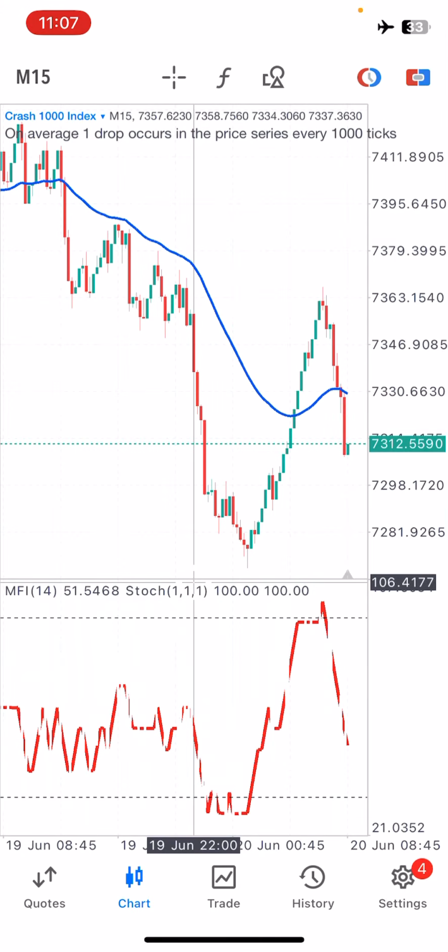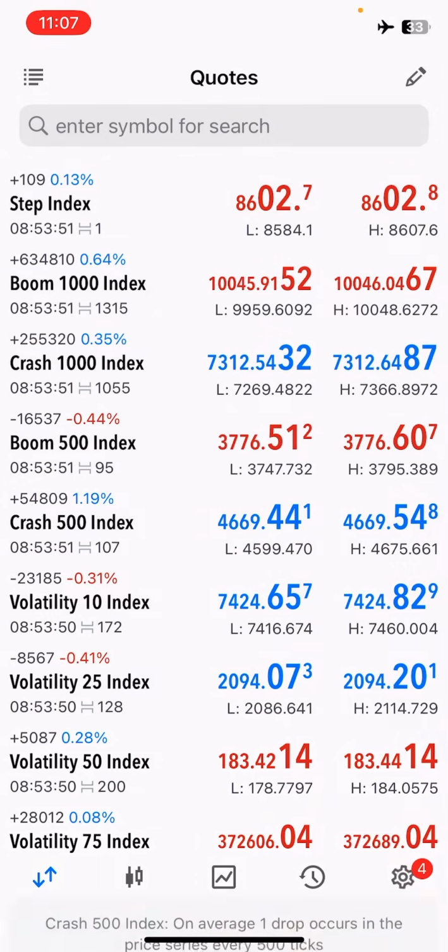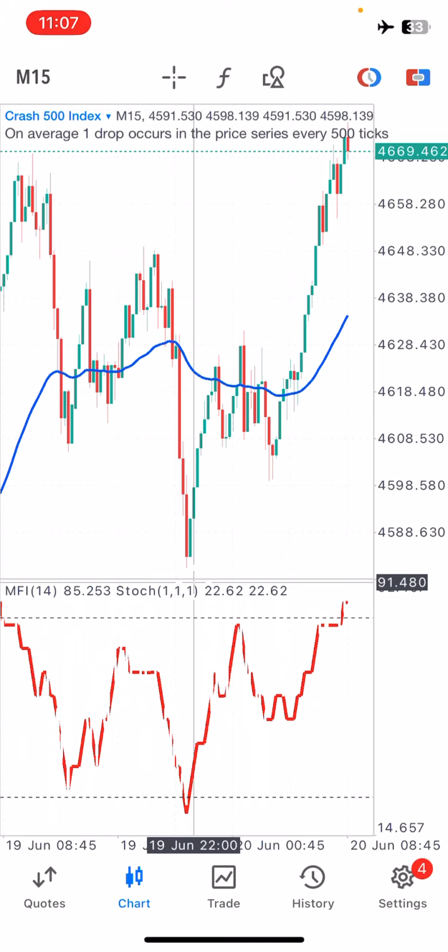Okay, so let's talk about how to use this strategy. There are so many ways you can use this strategy, of course, but I'll talk about the main ways that I found very interesting and that I found very helpful for you guys. Okay, I want to go to my Crash 500. Let's start with some simpler examples, I might say.